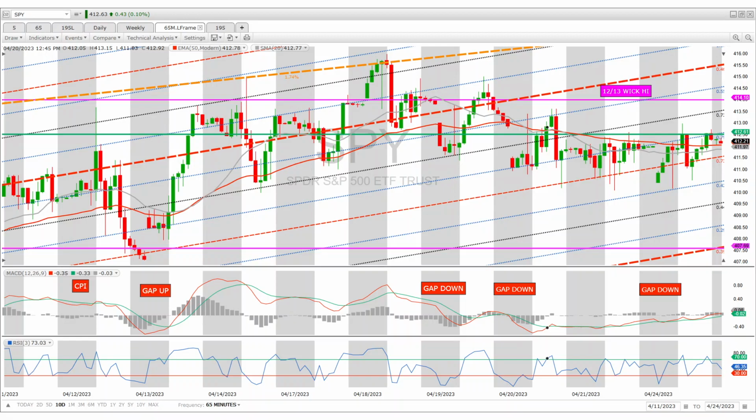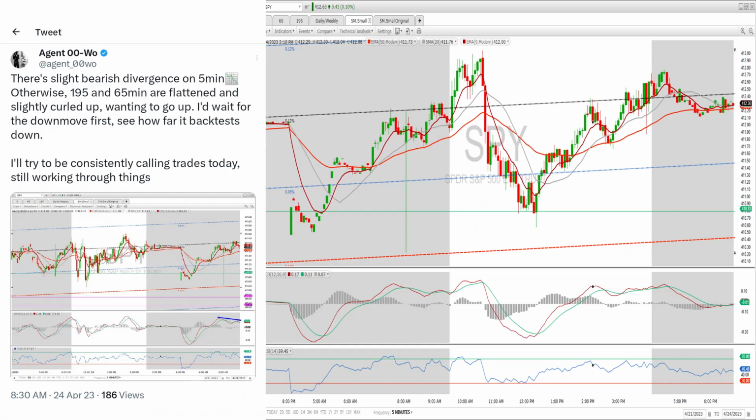Anyways, I just have a few tweets that I did here, so let's get into it. Here's the opening bell. Slight bearish divergence on the 5-minute MACD. I was referring to this right here. See that? This is lower than that, and that is higher than that. That's what I'm talking about. That was slight bearish divergence, and I was like, well, I'm going to wait for the down move first to see how far it back tests down.